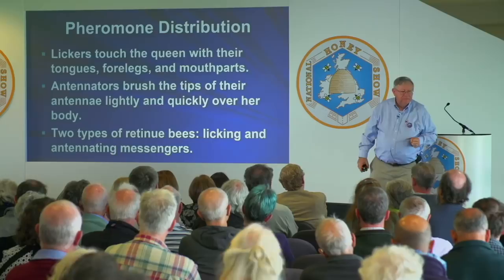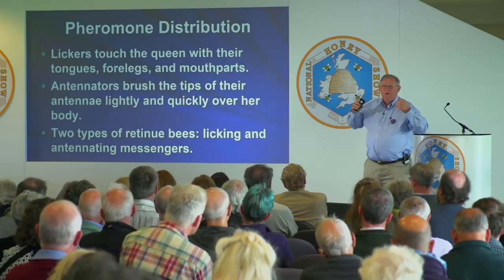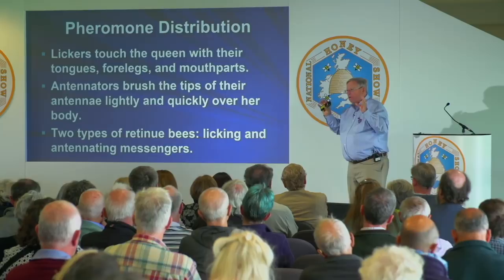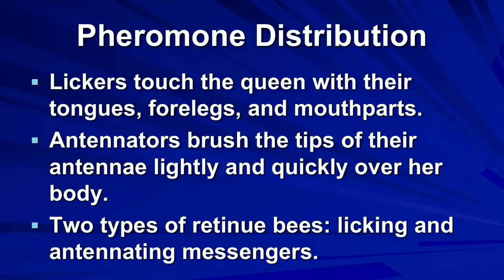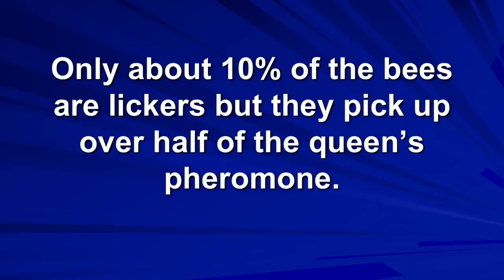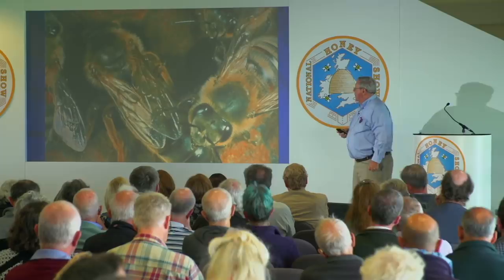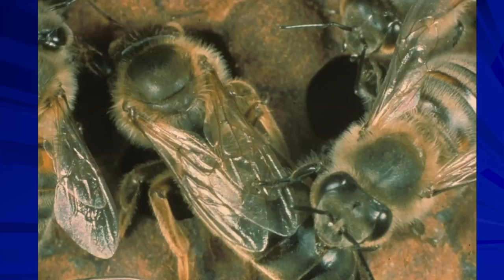Think of the antenna of the bee as being something like our noses. Now, there are many different types of scintilla on the antenna for sensing different things. But just think of it as being their nose, so to speak. So lickers touch the queen with their tongues, their forelegs, and their mouth parts. The antennators, as I indicated, brush her body surface with their antenna. And this is how her pheromones are distributed through the population of bees. Only about 10% of the bees are lickers, but they pick up over half of the queen's pheromones. And here on this particular slide, we see a worker bee licking the dorsal surface of the queen's abdomen. This would be an example of a licker bee.